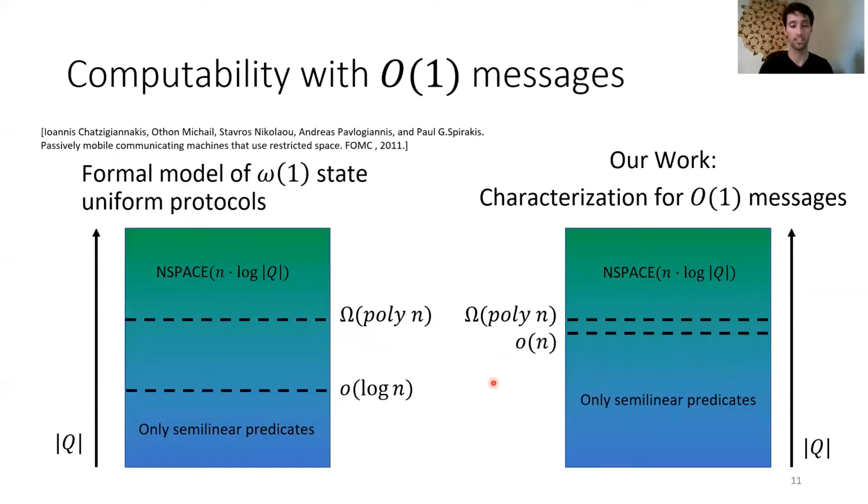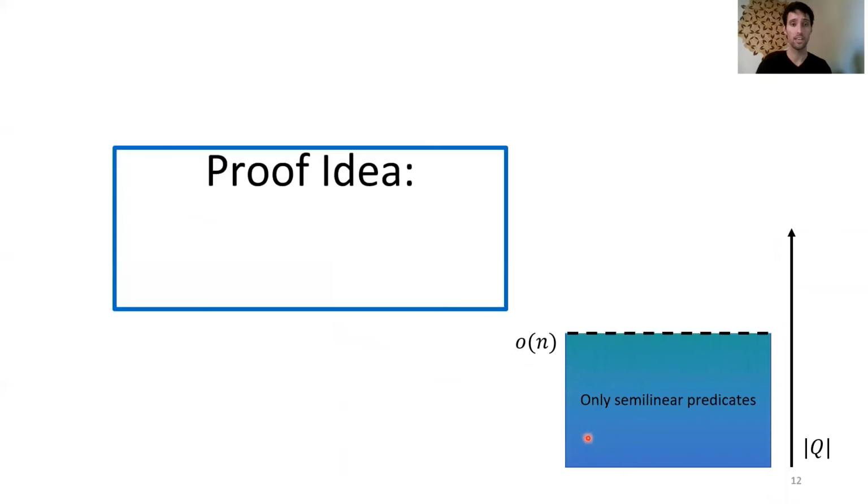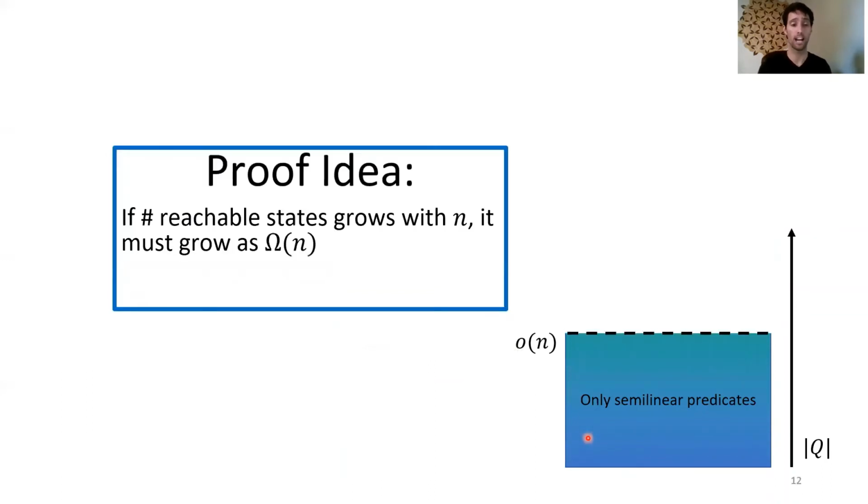Then in the other direction, we show that when we have a sublinear amount of space, we can only compute the semilinear predicates. The idea behind that proof is that we actually show that if the number of reachable states is going to grow with n, it has to grow at least linearly. So if the number of reachable states is sublinear, it actually just has to be constant. There is no middle ground.